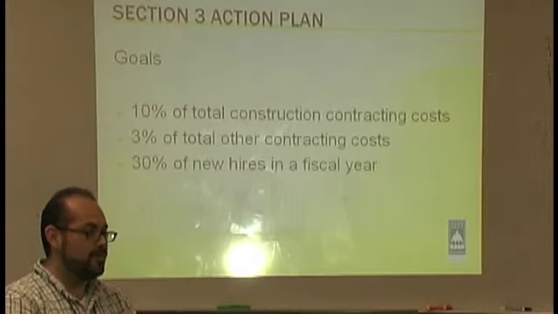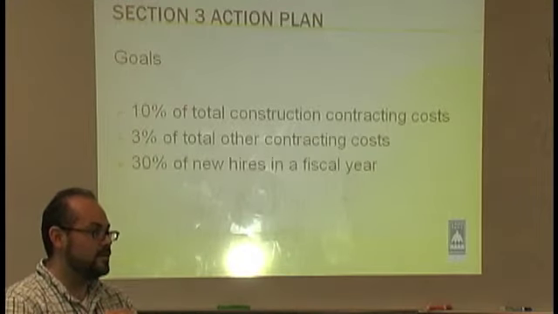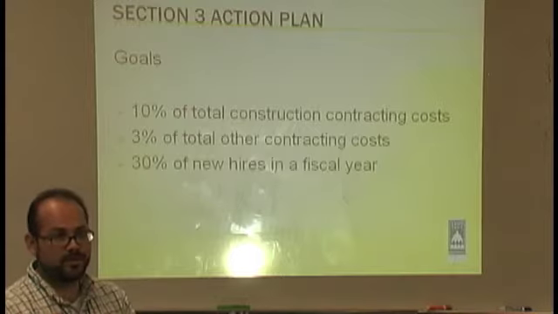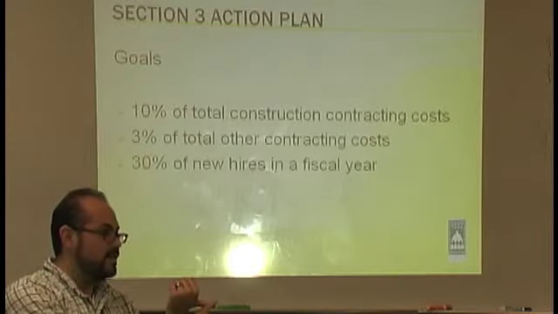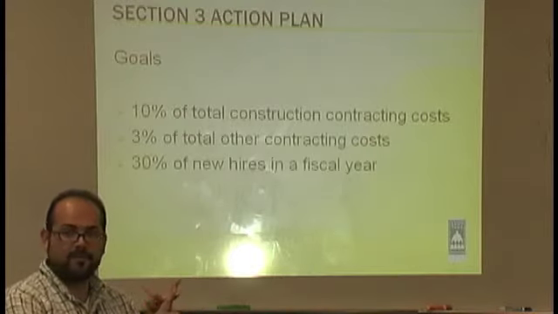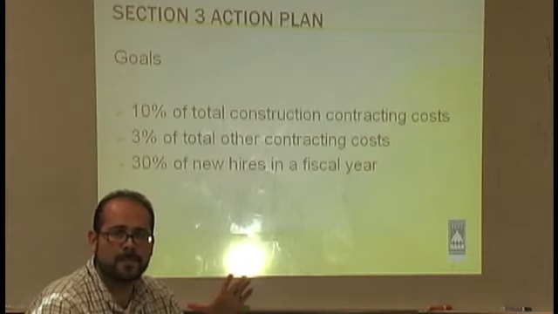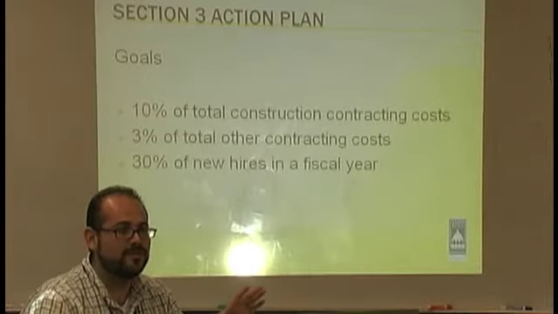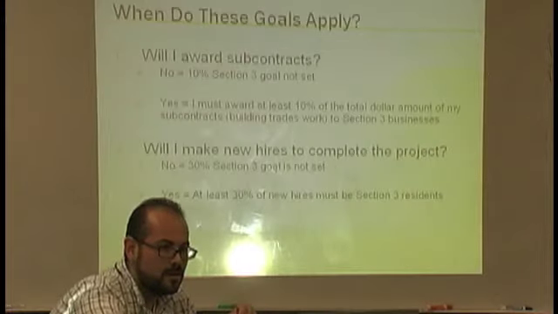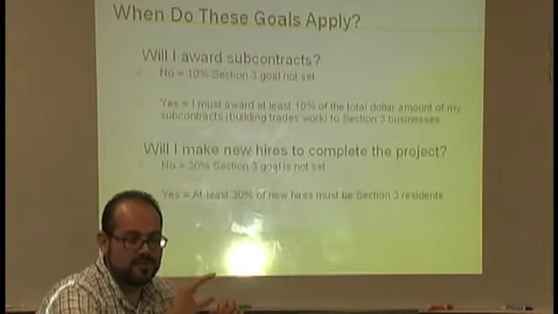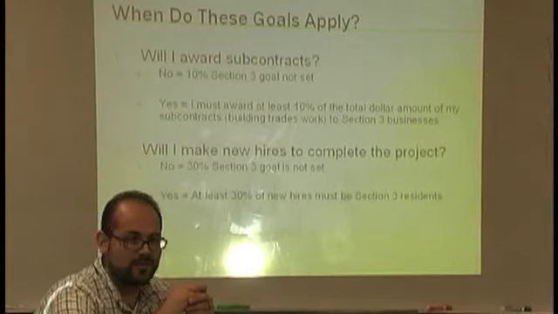One of those three has to be a Section 3 resident. And again, a Section 3 resident is somebody who meets those income guidelines and who lives in the area. Okay? Are there any questions about these goals? I'm going to get into a little more detail with these goals in a few moments. But first, I just want to talk a little bit more about this 10% goal.